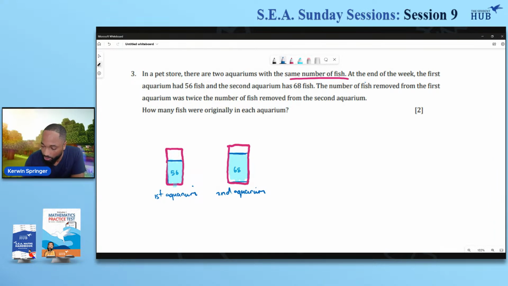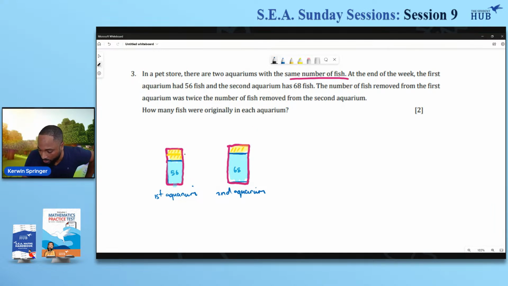So what is the additional piece of information, class? The additional piece of information is that the number that was removed from the first aquarium is twice the number that was removed from the second aquarium. See that? So now we can figure out something here. Can we figure out something in this? Anybody seen our way forward here? This is one block. This is another block. This is another block.